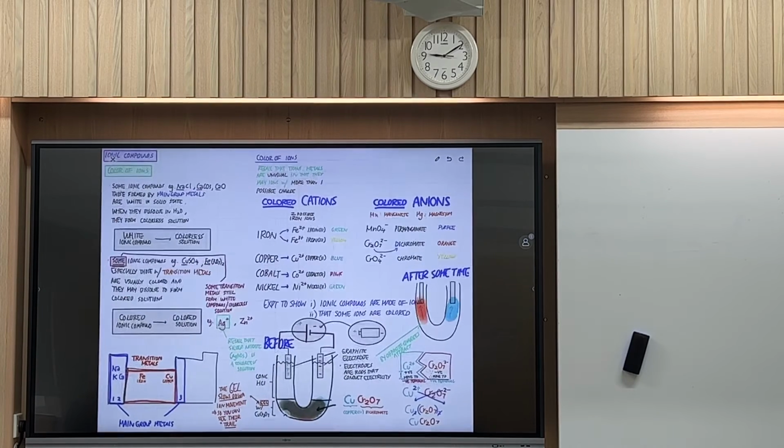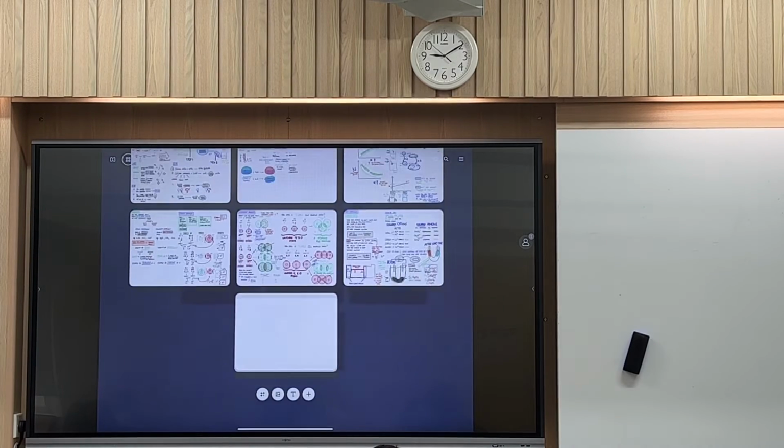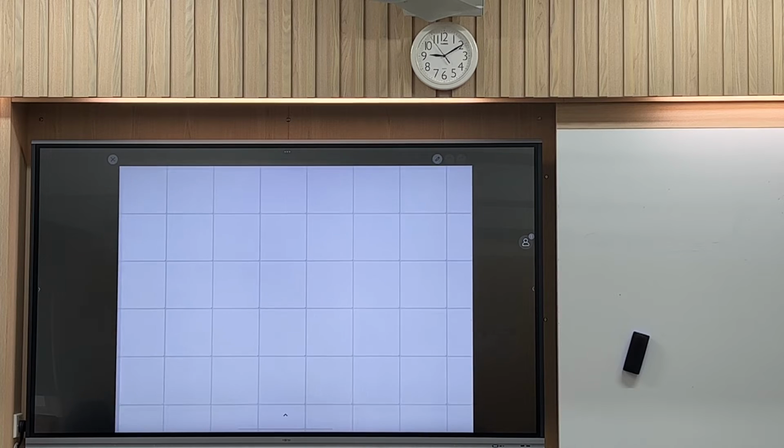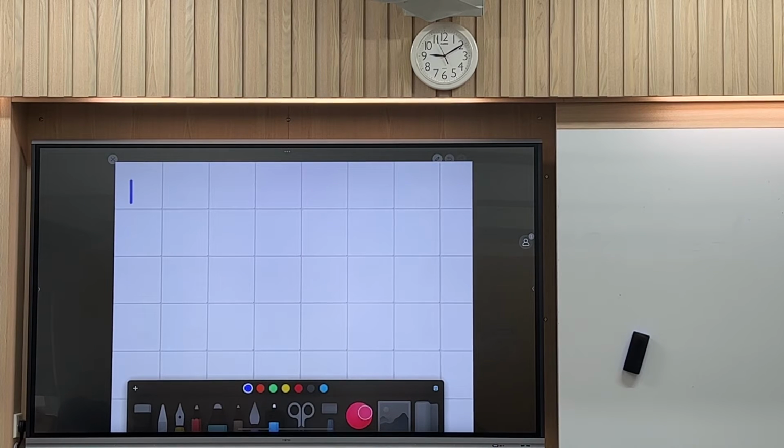Right. Next up, we have metallic bond. We have discussed ionic bond, covalent bond. What about metallic bond now? Well, maybe let's do a summary in here. So ionic bond, covalent bond, metallic bond.